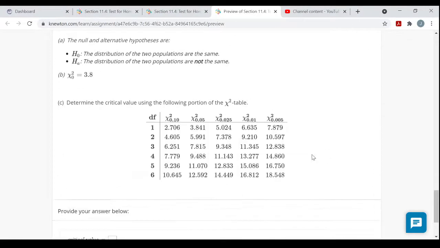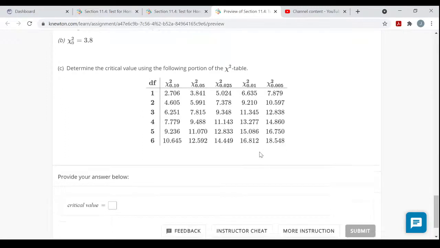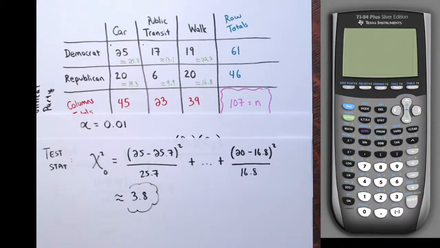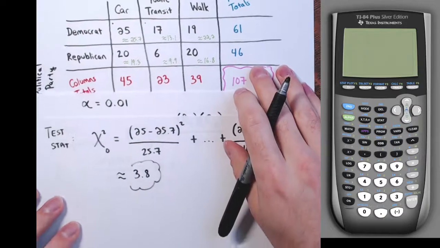And now they're asking us to determine a critical value for this test. Okay, so this is the same paper I had up last time. Again, I apologize for cutting that video too short. Found the test statistic, chi-square was 3.8. Now for the critical values.